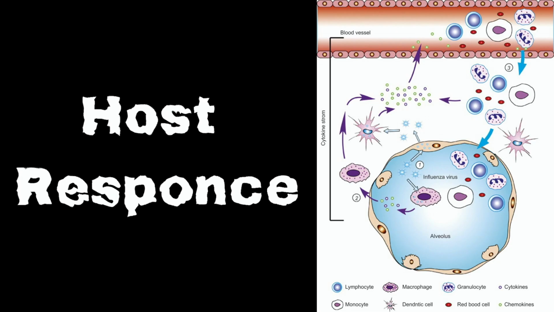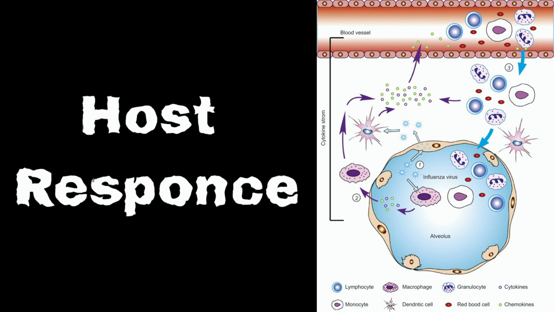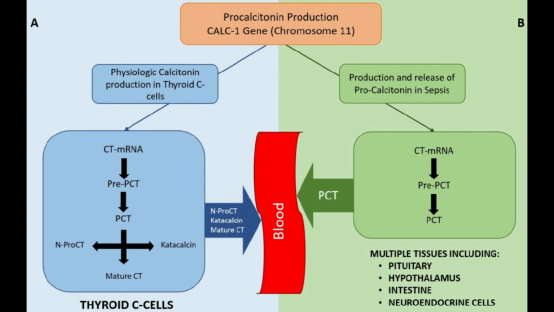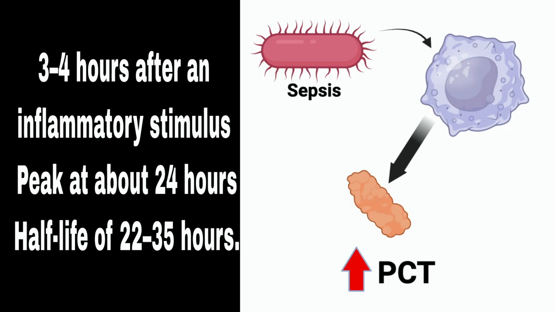Coming to host response biomarkers. First we will discuss procalcitonin, or PCT. Definition: PCT is a prohormone, the precursor of calcitonin, produced by almost all organs and macrophages. Its levels increase 3 to 4 hours after an inflammatory stimulus, peak at about 24 hours, and have a half-life of 22 to 35 hours.